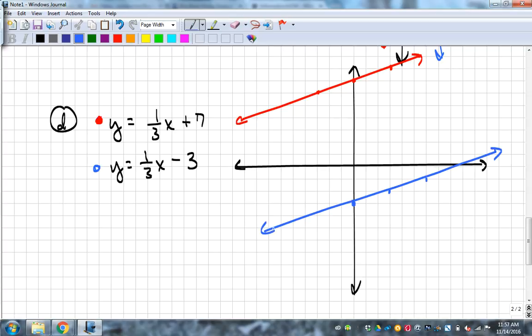Those two would never cross. They have the same slope. They're parallel, so that would be no solution. Or inconsistent is the mathy word that goes with that. Inconsistent or no solution.